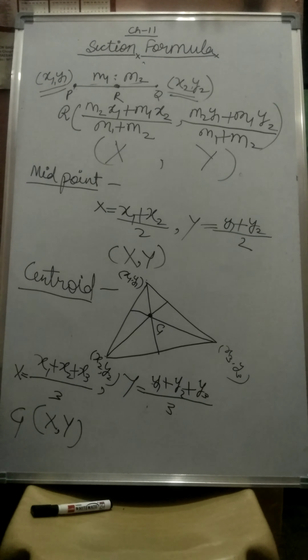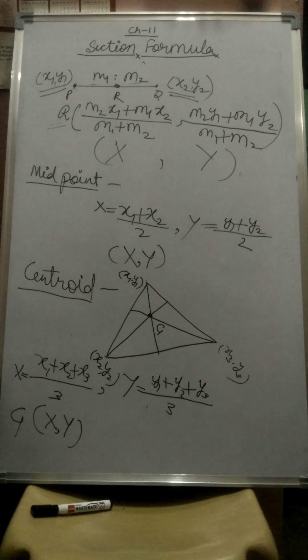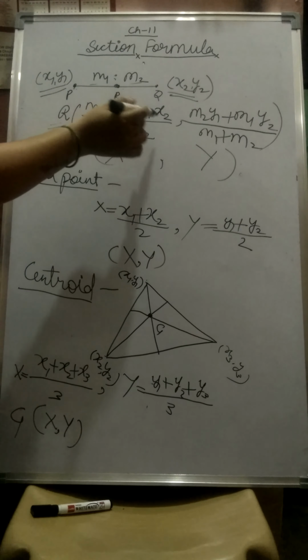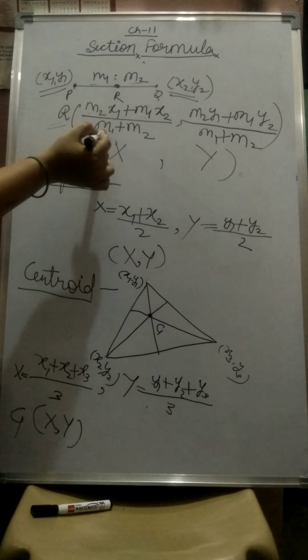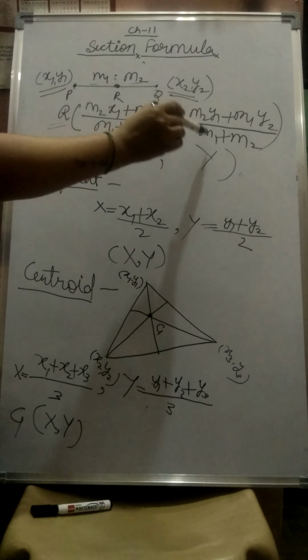So we have the section formula for getting the PR part and RQ part. R is the point which divides the line PQ in the ratio m1 to m2. The coordinate is x = (m2 x1 + m1 x2) upon (m1 + m2), where m1 and m2 are the ratio and x1, x2 are the coordinates of points P and Q. And for y, we have y = (m2 y1 + m1 y2) upon (m1 + m2).